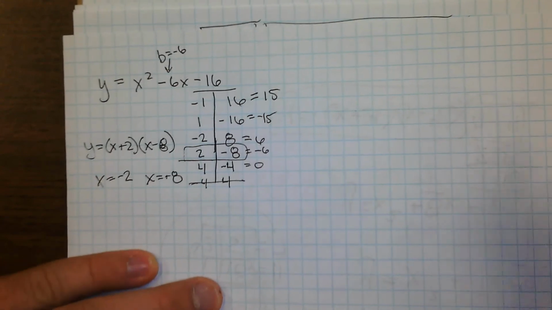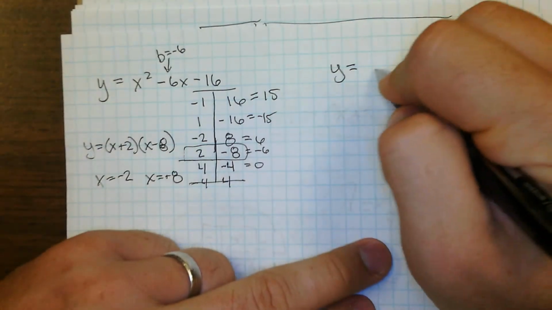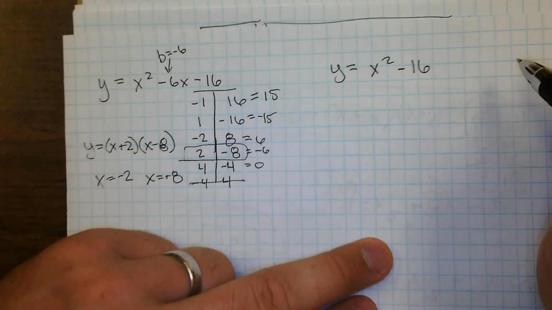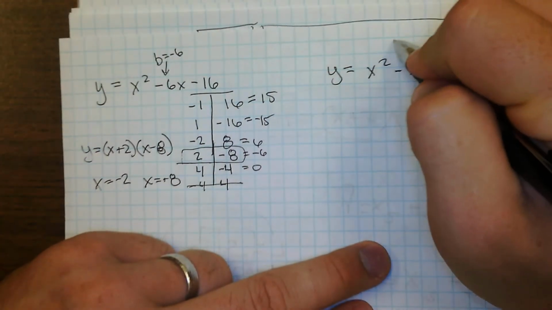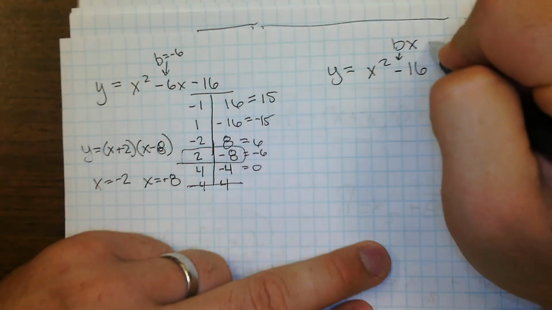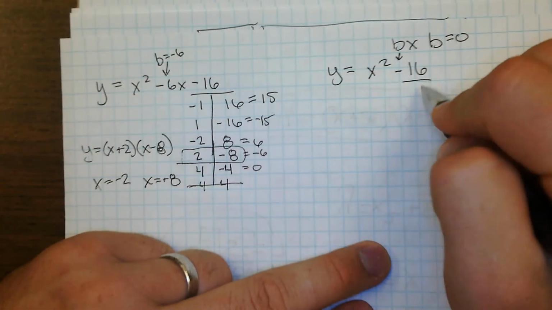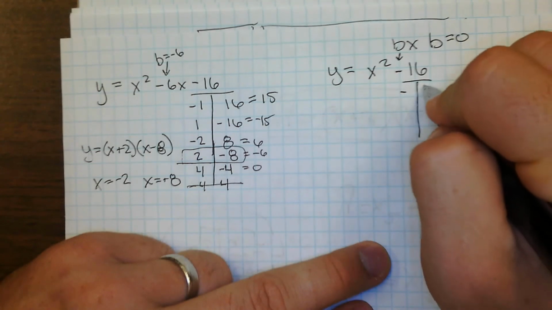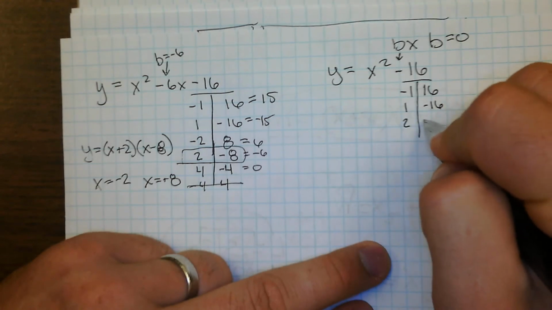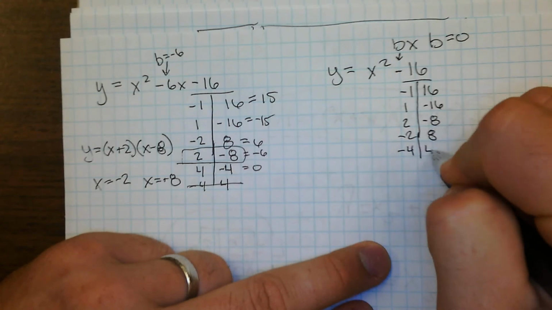Now, there's one special type of equation. It's called a difference of squares. So I have x squared minus 16. Okay? If you notice, there is no bx down here. That's because b is equal to 0. All right? So just like the previous problem, we'll have negative 1 and 16, positive 1, negative 16, 2 and negative 8, negative 2, positive 8, and then negative 4 and positive 4.